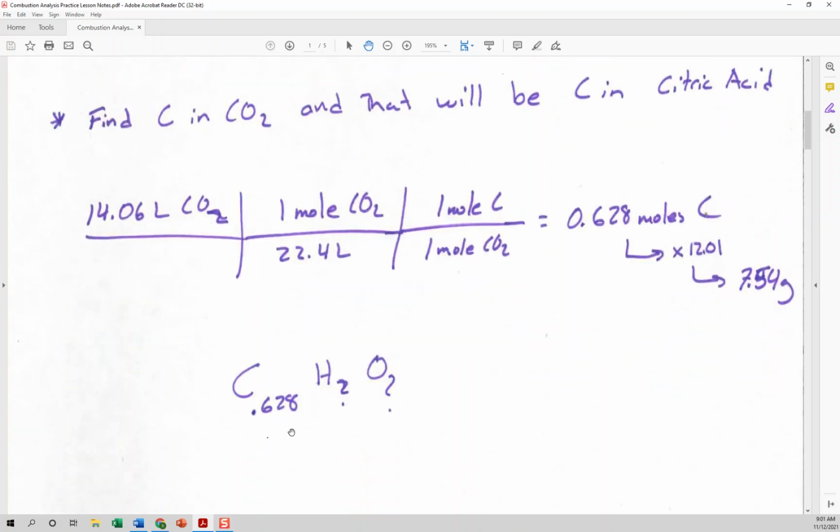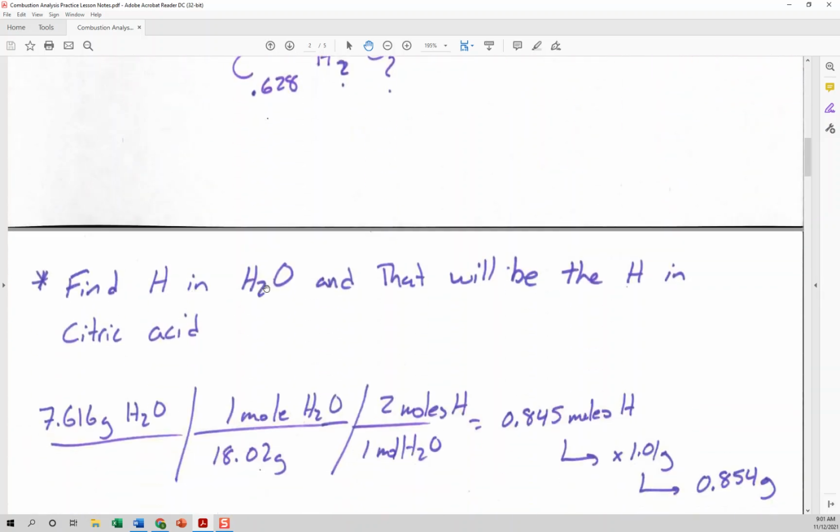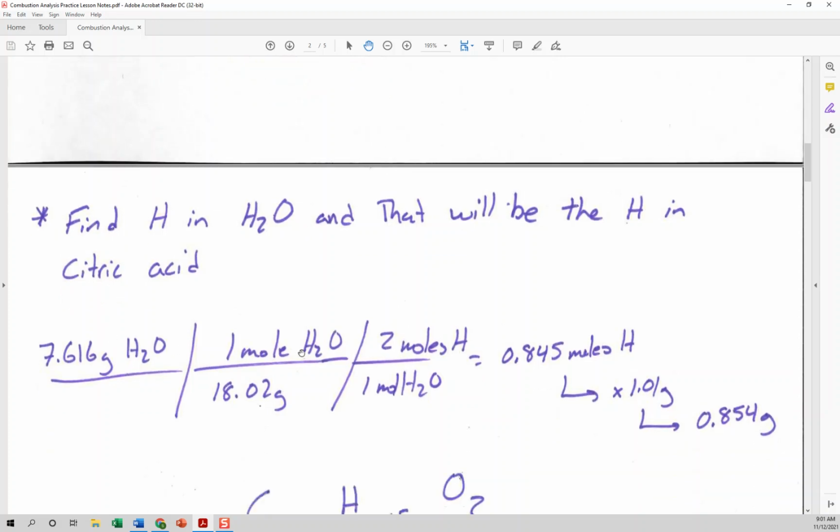All right, so we got one subscript, let's figure out the next two. So the next thing to do would be to find the H in H2O, and that would be the H in citric acid. And so here, this is where we got to be careful, and that's why I like showing the stoichiometry.